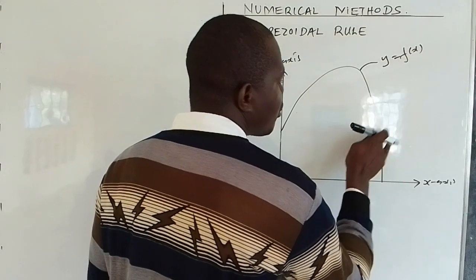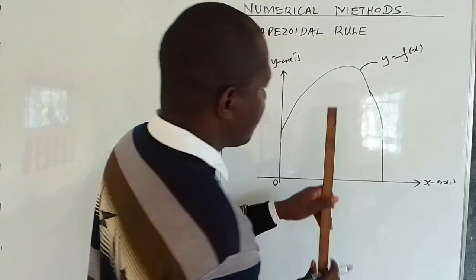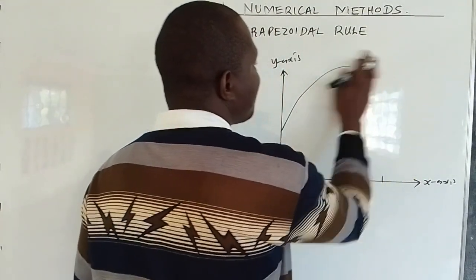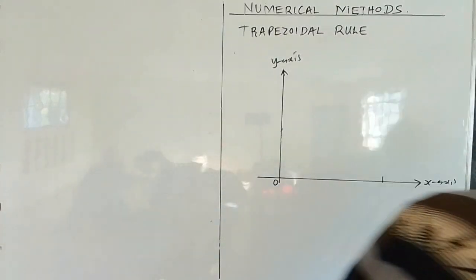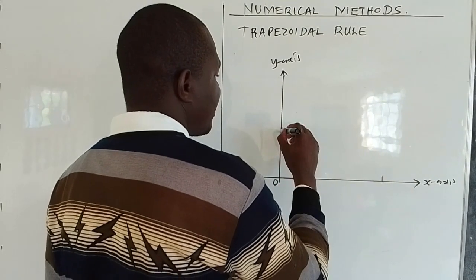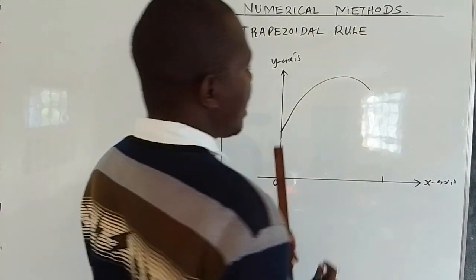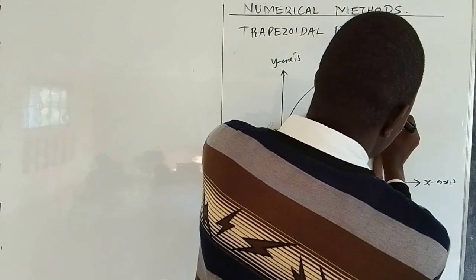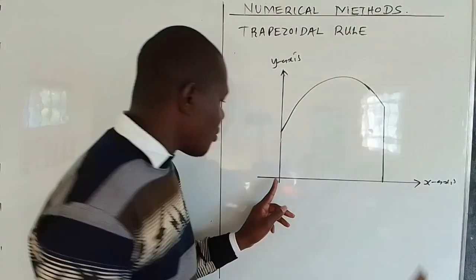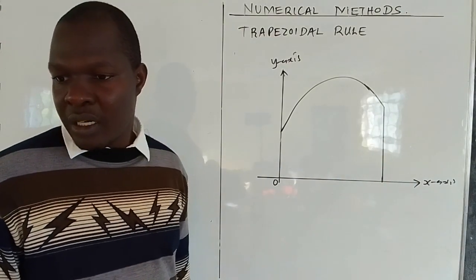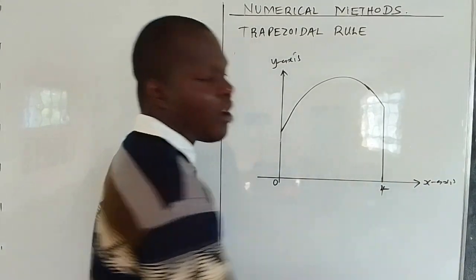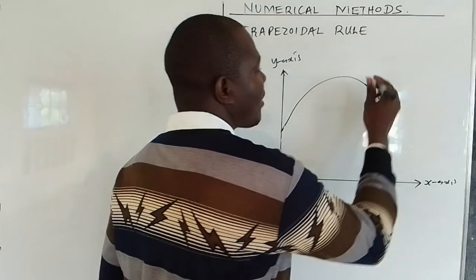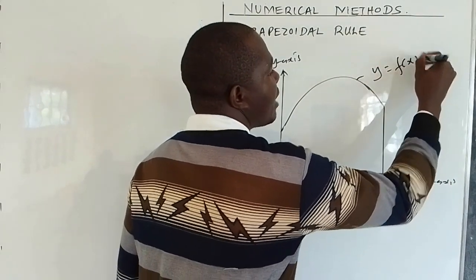Not all the time will it be y as a function of x. Sometimes you have theta for the trigonometric functions, isn't it? Let me put some smooth curve, just like that. I want to approximate the area, maybe from 0 to a certain value here. Maybe I can even say 4, just for the sake of explanation. Now I want the area under this curve. Let's say this curve is y as a function of x.